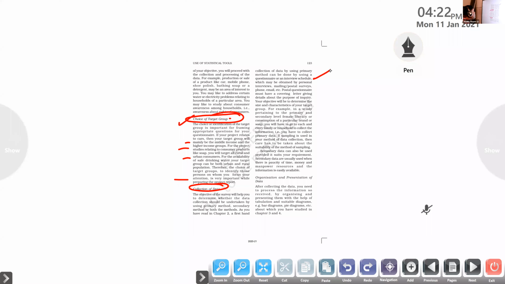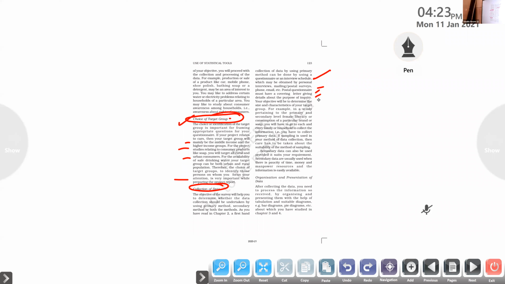A postal questionnaire must have a covering letter giving detail about the purpose of the inquiry. Clear? So a covering letter should be there, then only they will give the answer back, or else they will not. So why the cover letter? In the cover letter, we want to write the purpose of the inquiry, why we are collecting this data.